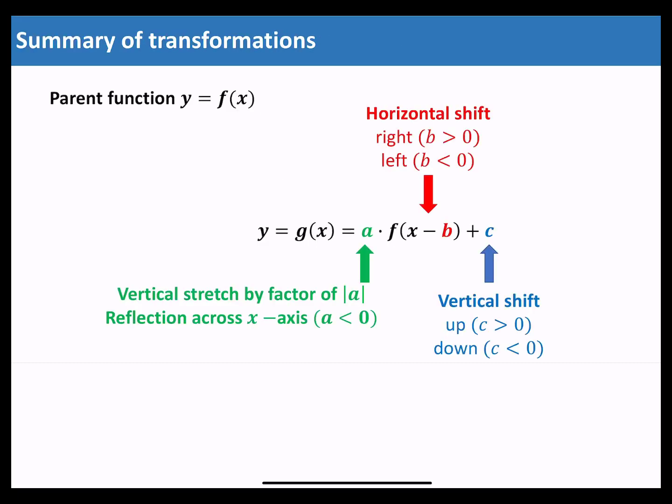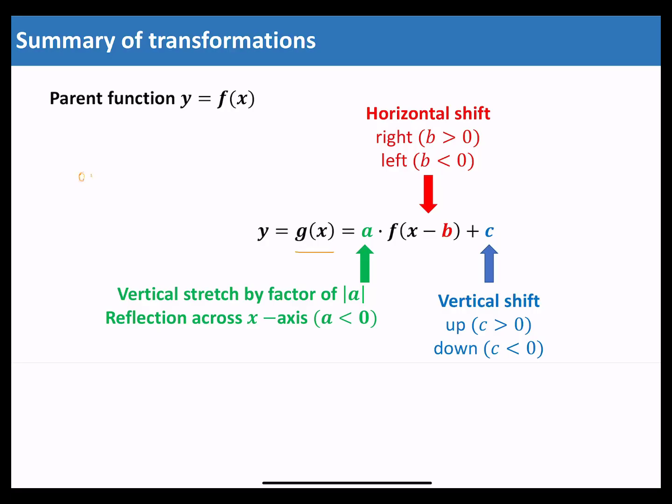In our previous study of transformations, we looked at the parent function y equals f of x, and we represented a transformation of f of x with this new function g of x, such that g of x equals a times f of x minus b plus c. We saw that the parameter b represents horizontal shifts in the graph of f, while parameter c represents vertical shifts and parameter a represents vertical stretches and reflections across the x-axis.